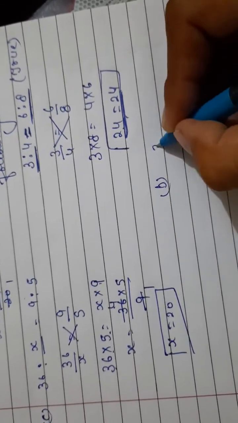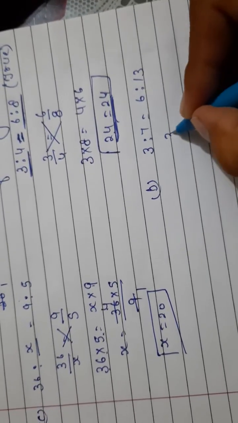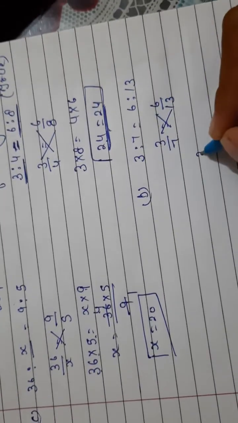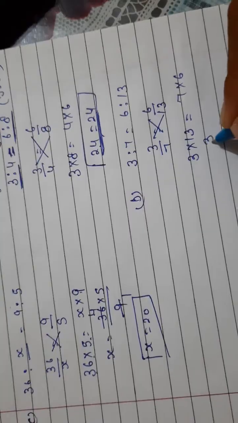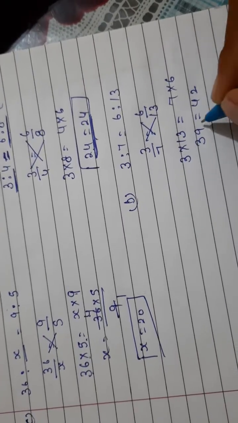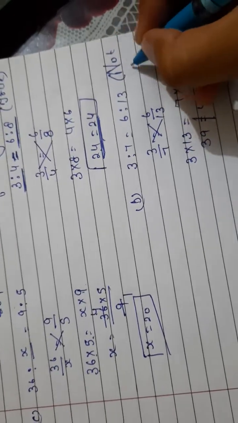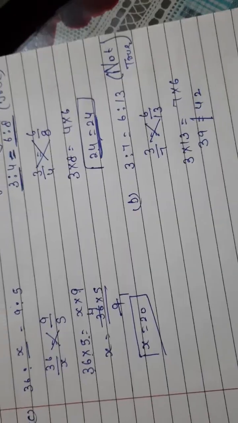B part, then 3 ratio 7 is equal to 6 ratio 13. 3 by 7, 6 by 13. Cross multiply: 3 into 13, 7 into 6, 39, 42. Not equal, so we will write not true. Same, like this way you can solve the C part also. Clear?